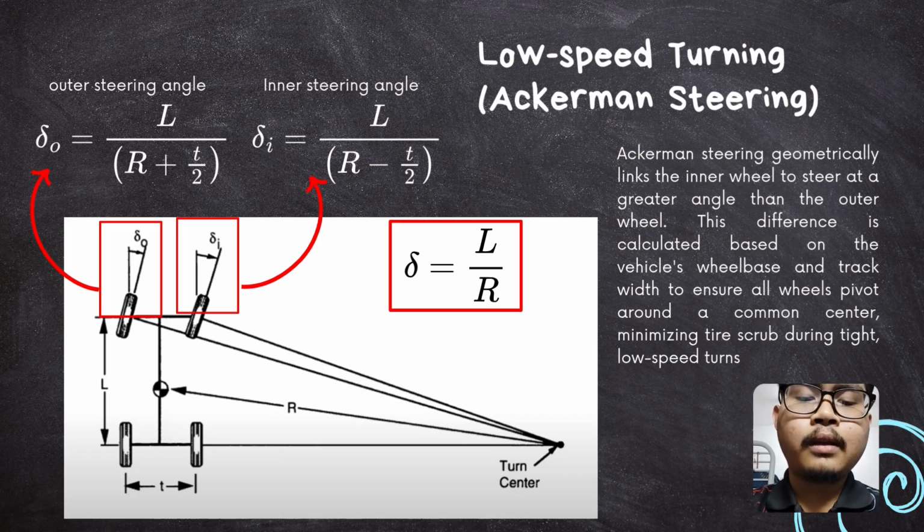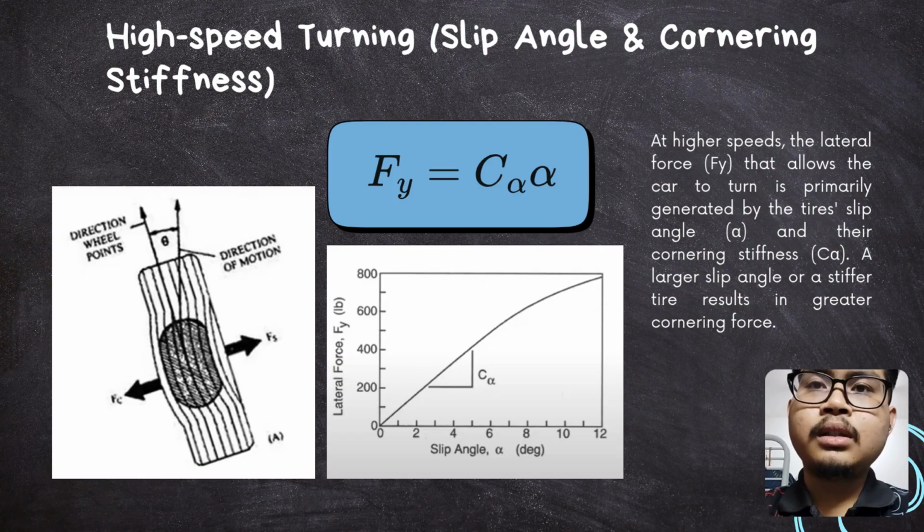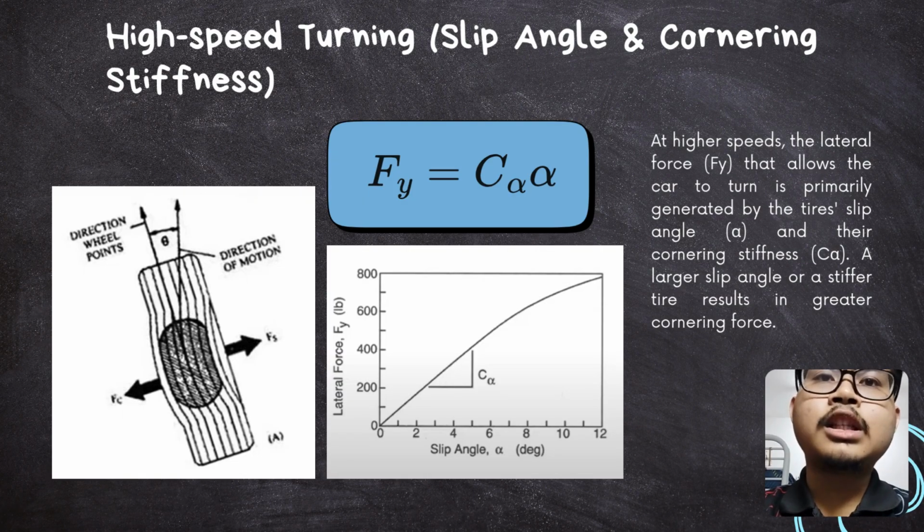That's it for me. For the next question, I choose high speed turning, slip angle and cornering stiffness. For the equation, Fy is equivalent to C alpha times alpha. The explanation is based on the picture given, which shows the direction of heading and direction of motion during turning, and the graph of lateral force Fy against slip angle alpha.